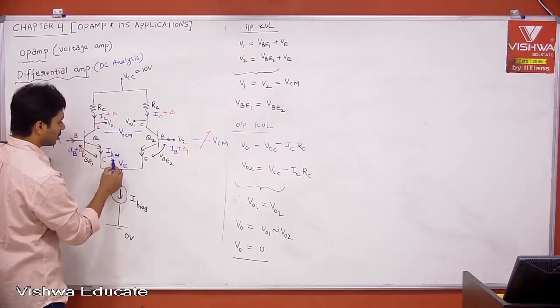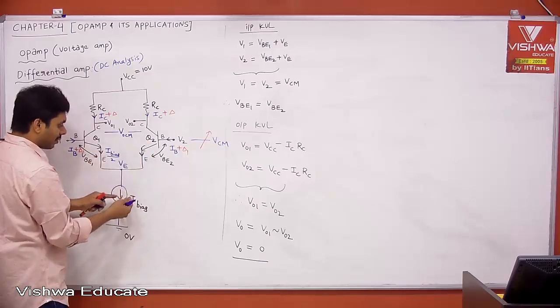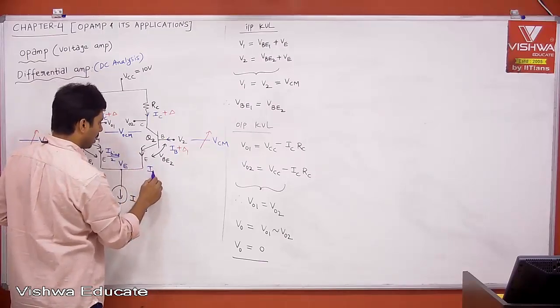Why I bias by 2? Because this current plus this current is equal to I bias, and both are the same current. Then definitely I bias by 2, I bias by 2. Therefore this is also I bias by 2. This is also I bias by 2.